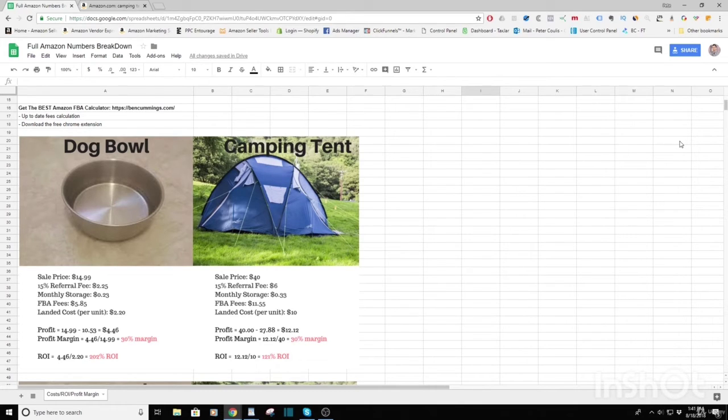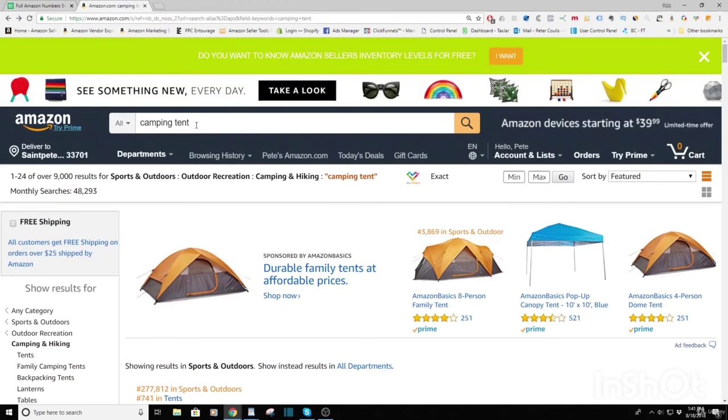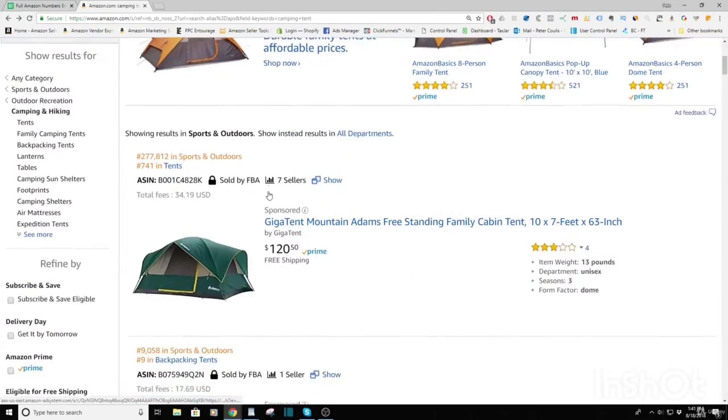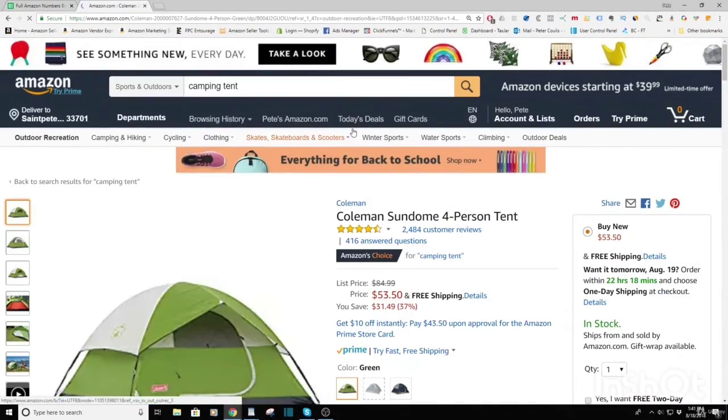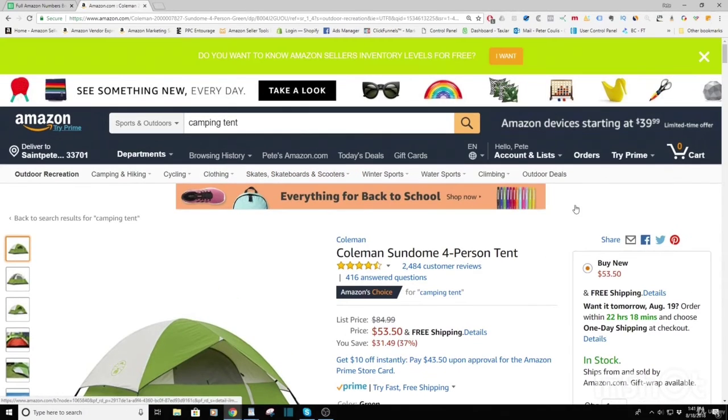And before I go further, let me show you how to actually find all these numbers with the click of a button. Okay. So you see Amazon now. I typed in camping tent into Amazon. I am going to scroll down to the Coleman tent. And now that we're on the Coleman tent product page, there are 2 Chrome extensions that you can go with. So this right here, AMZ Scout FBA calculator, you can literally type that into Google. It's an FBA calculator, and watch what happens when I click it.